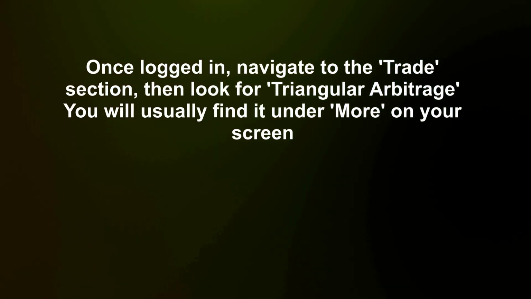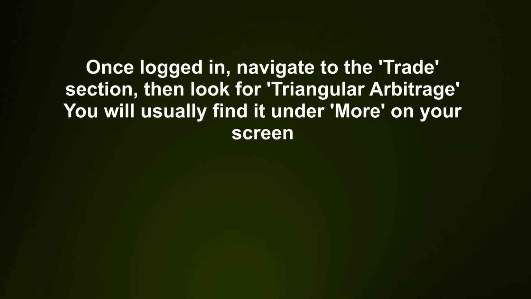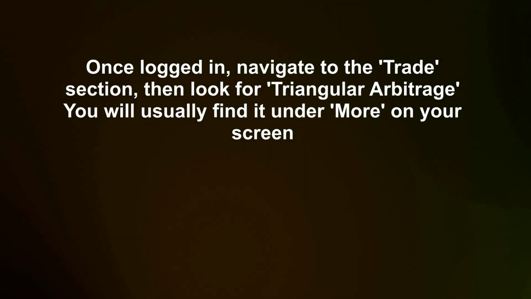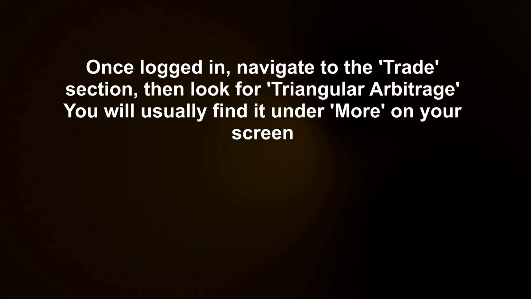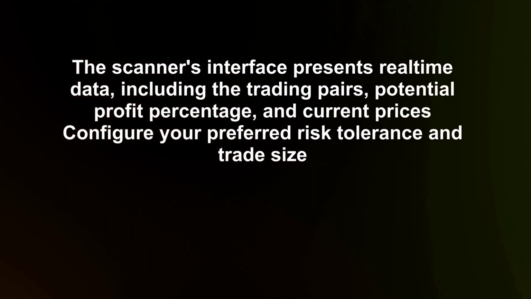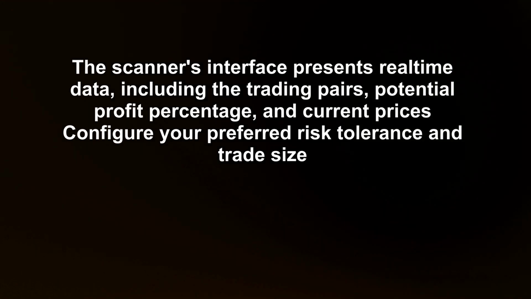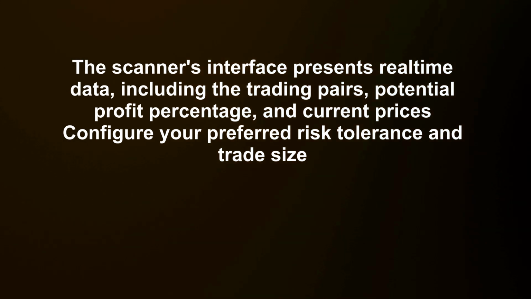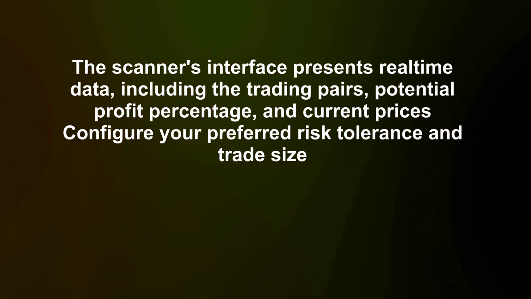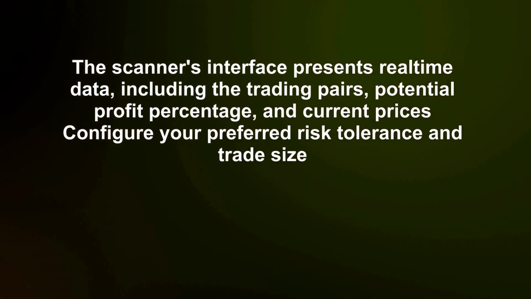Once logged in, navigate to the trade section, then look for triangular arbitrage. You will usually find it under More on your screen. The scanner's interface presents real-time data, including the trading pairs, potential profit percentage, and current prices. Configure your preferred risk tolerance and trade size.